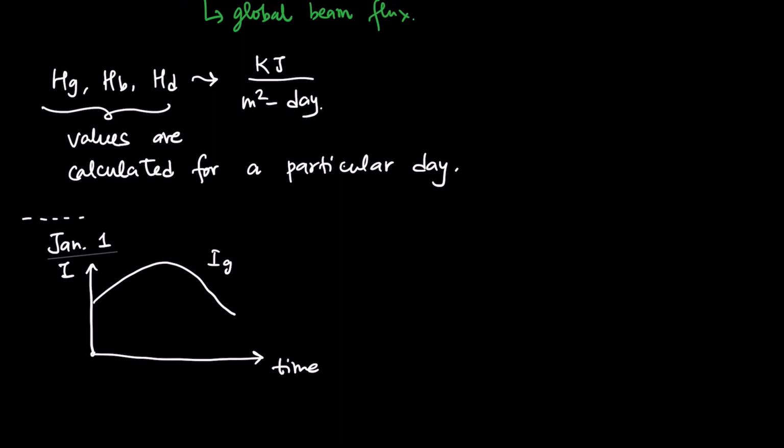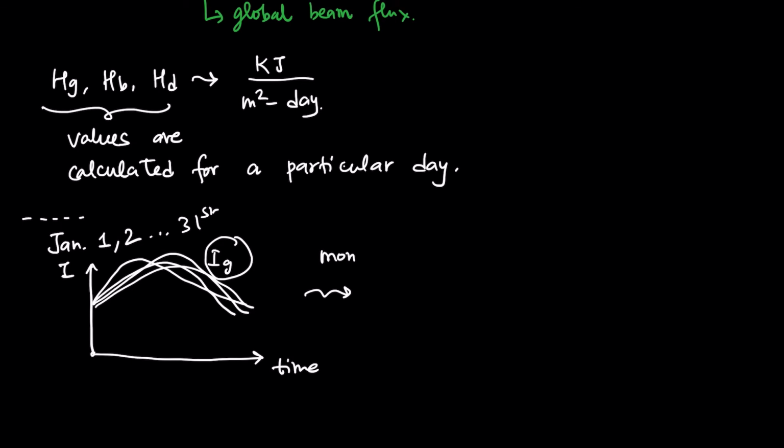Now let us suppose for January 1st, the graph is something like this, and for 2nd January the graph is like this. For 3rd January, graph is like this. Similarly, for 31st of January, the graph is like this. Now for every day, the graph of IG will be different, but we want a monthly average graph. Okay, we cannot study each and every graph for every particular day.